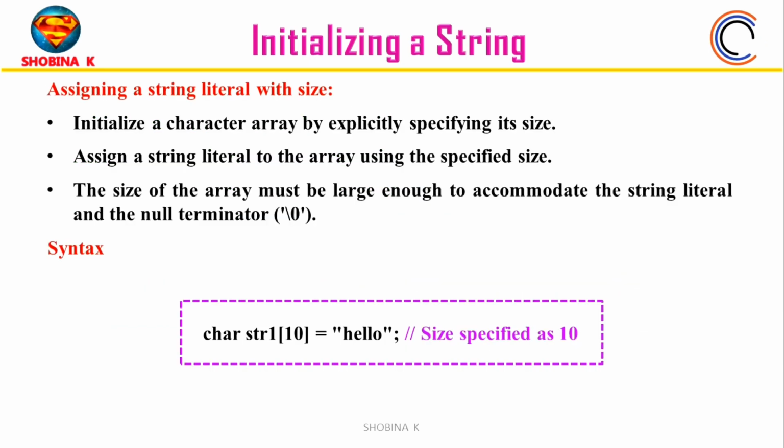So when we assign a string literal with size, we declare a character array with a specific size and directly assign a string literal to it. In this example, we declared an array named str1 of type char with a size of 10 characters. And this array is capable of holding 9 characters and a null terminator. Equals hello assigns the string literal hello to the array str1.